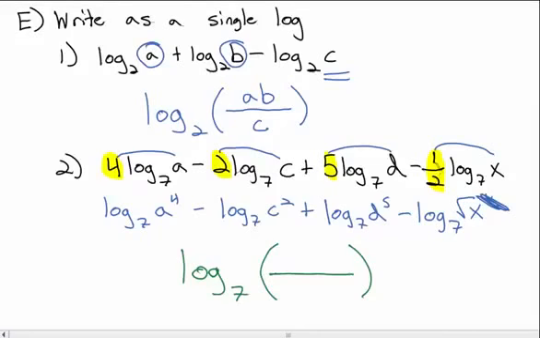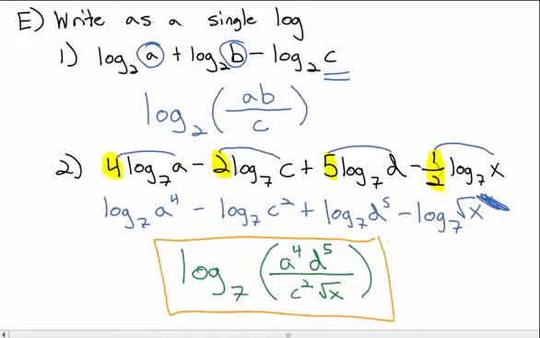where positive exponents are multiplied in the numerator and negative exponents are multiplied in the denominator. So we have a positive a to the 4th, a negative c squared, a positive d to the 5th, and a negative square root of x. Might be tempted to rationalize that denominator, but I'm going to let you be lazy on this problem today, and we will stop there at log base 7 of a to the 4th, d to the 5th, over c squared square root of x. We've squished this down and combined it to a single logarithm.